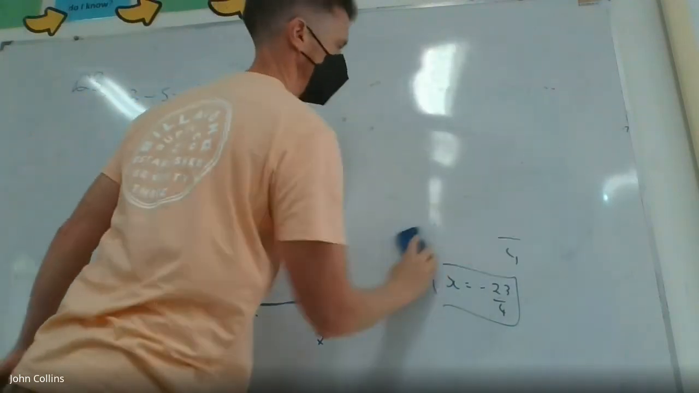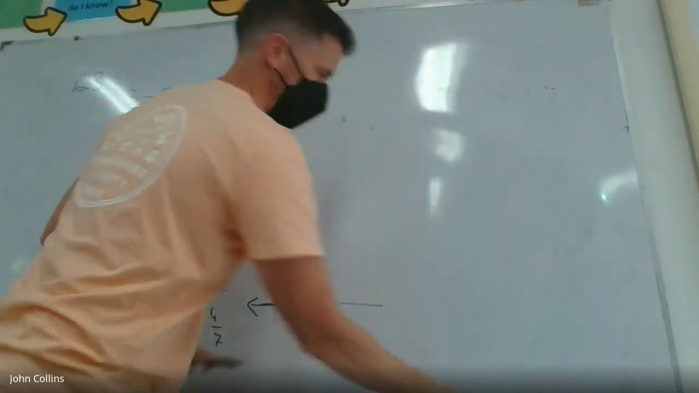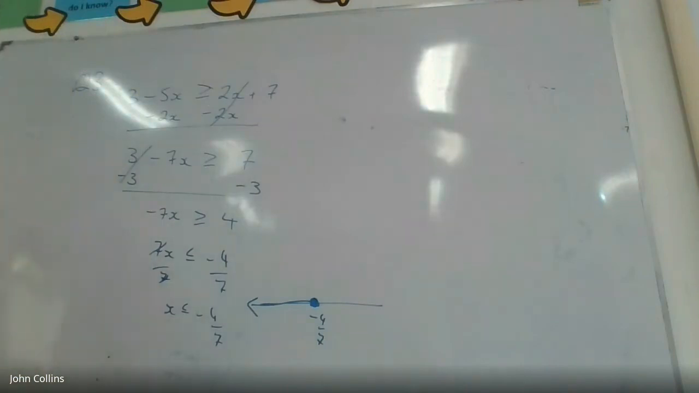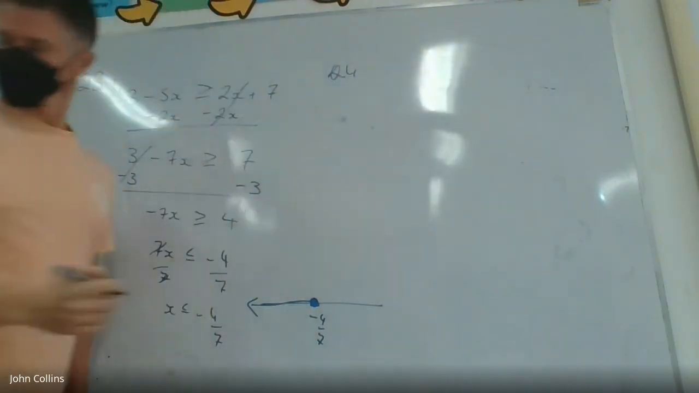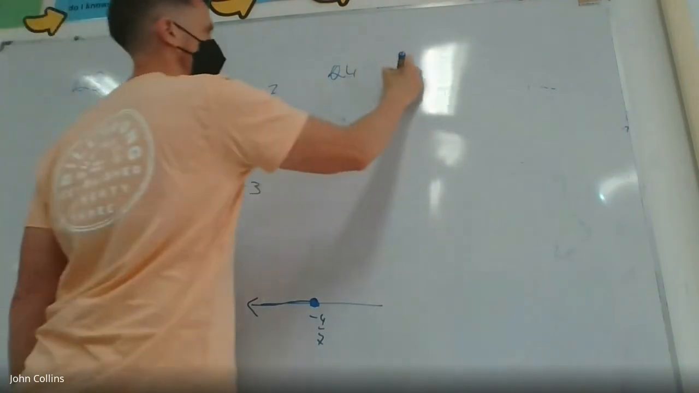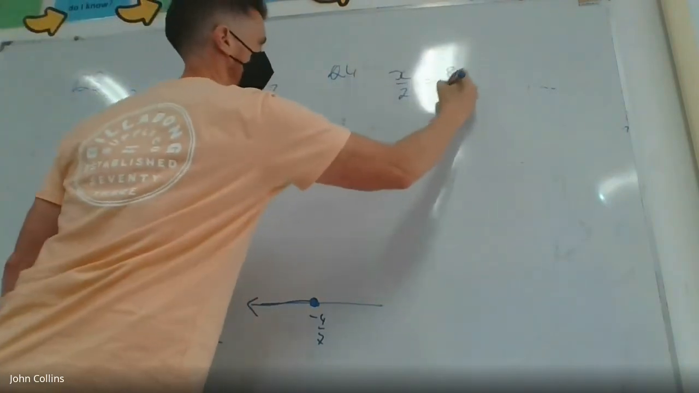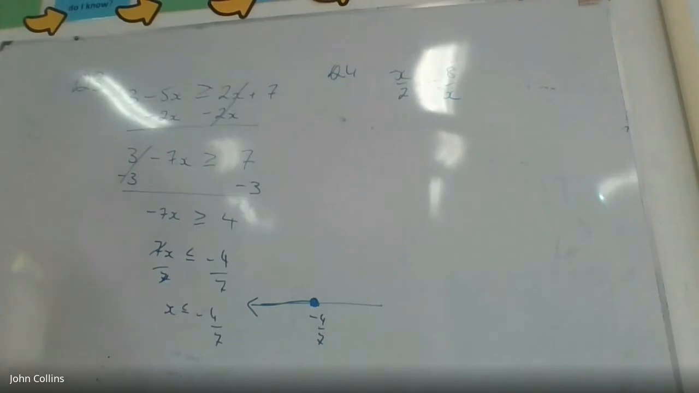Question 4. x over 2 is equal to 8 over x. Sheila, what did you get for this one? 4. Okay, anyone else get something different? Zach? You have 4. Anyone get something different? Everybody got 4?